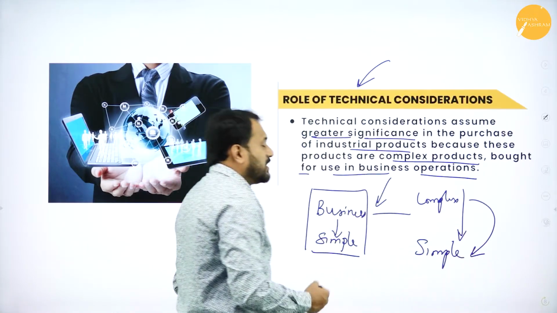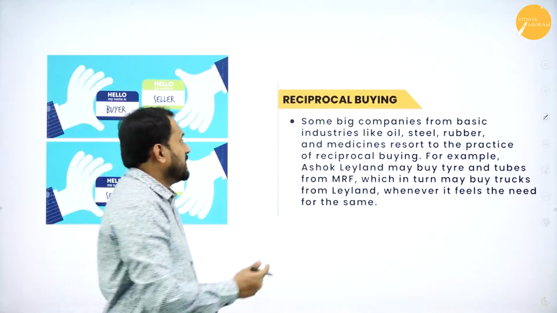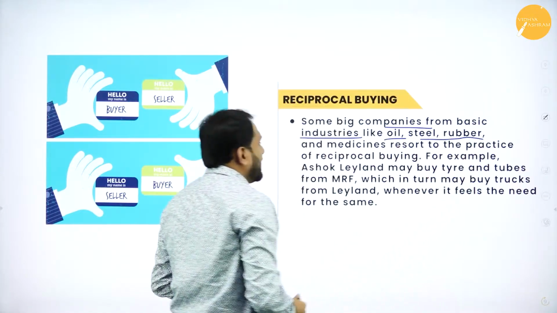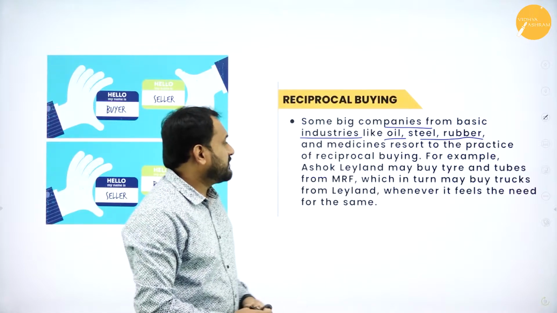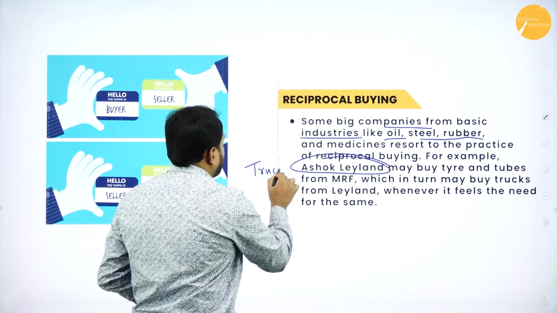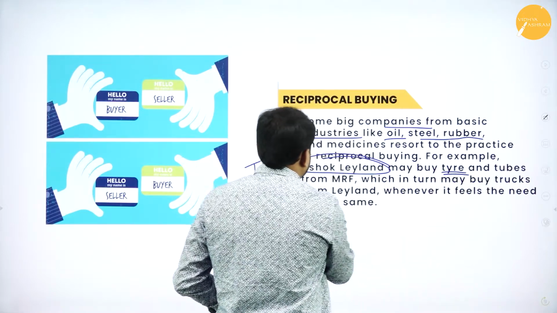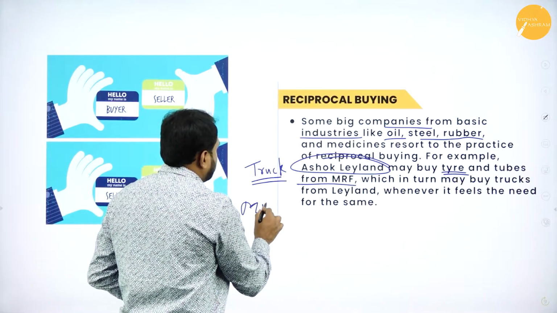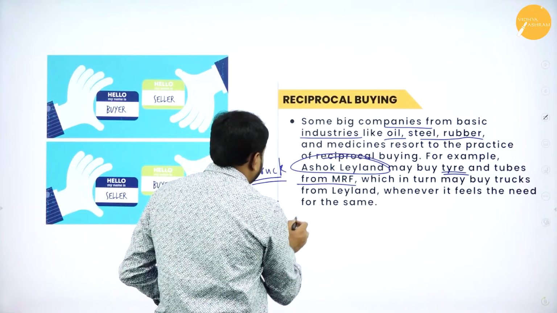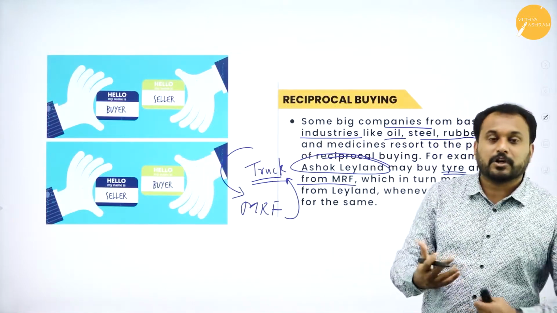They'll simplify the concepts. Next one is reciprocal buying. Some big companies from basic industries like oil, steel, rubber and medicines resorted to the practice of reciprocal buying. For example, see Ashok Leyland, it's a truck manufacturing company, right? A truck manufacturing company may buy tires and tubes from MRF. Now you have MRF. Understand here, Ashok Leyland is buying something from MRF. Now MRF will buy something from the trucks. We call that reciprocal. You are helping me, I'll help you. We call that reciprocal.